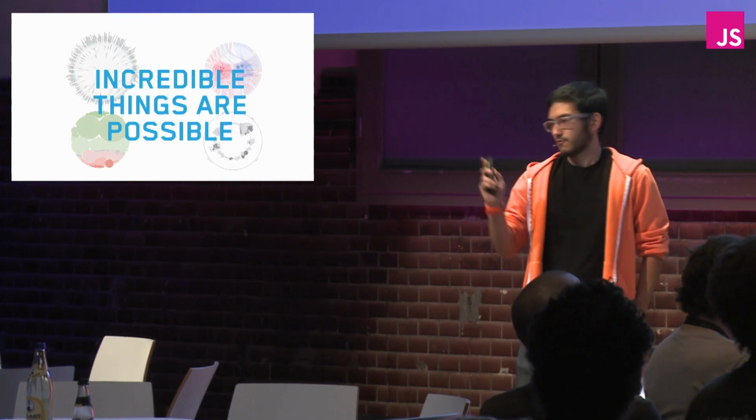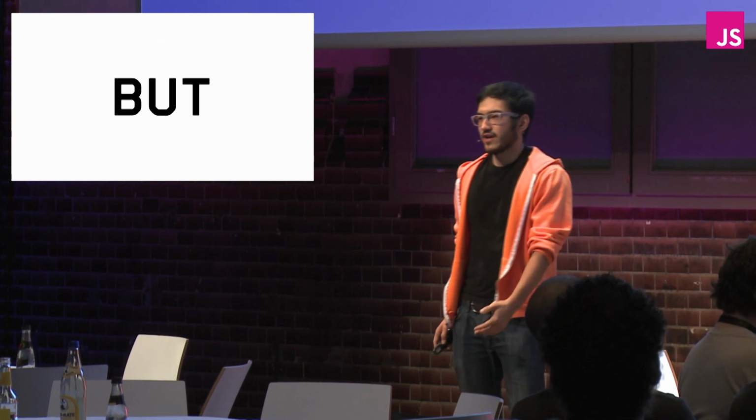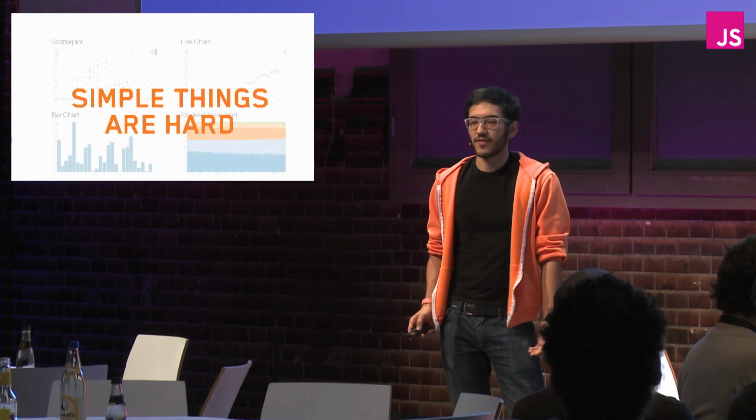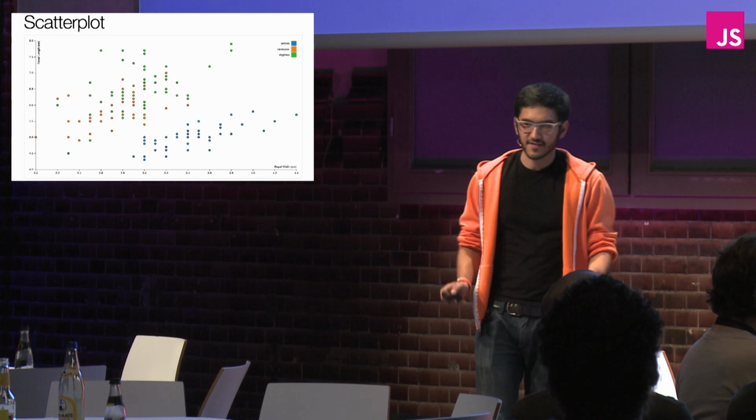So let's see it in action. This is very low level, as you may have noticed. And as a consequence of being very low level, it makes incredible things possible. You can basically do anything you imagine. But there's a trade-off, and that trade-off is that D3 makes simple things kind of hard. And to see this principle in action, we'll take a look at the scatter plot.